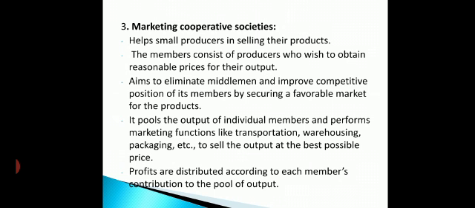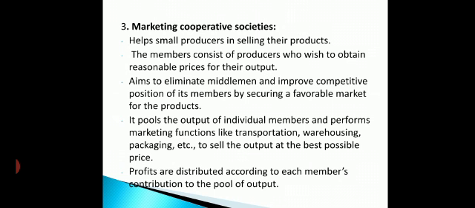Third one is marketing cooperative societies. Small producers who are manufacturing goods are unable to sell their products in the market by sales promotion or advertisement, as they lack money or finances. So they come up and form marketing cooperative societies. These societies help small producers in selling their products. The members consist of producers who wish to obtain reasonable prices for their output. It aims to eliminate middlemen and improve the competitive position of its members by securing a favorable market for the products.